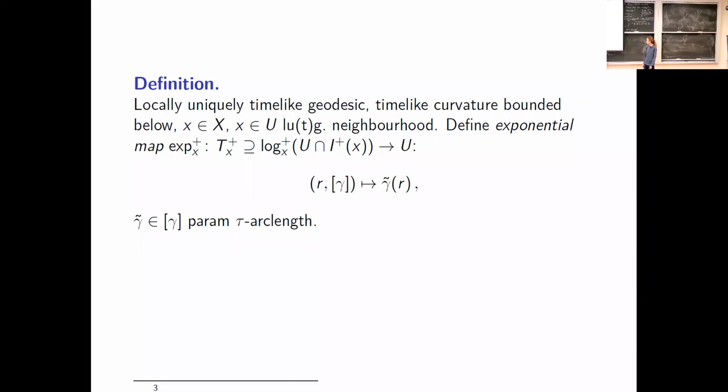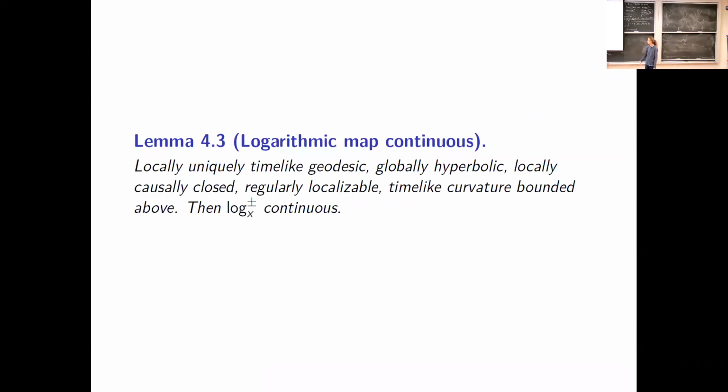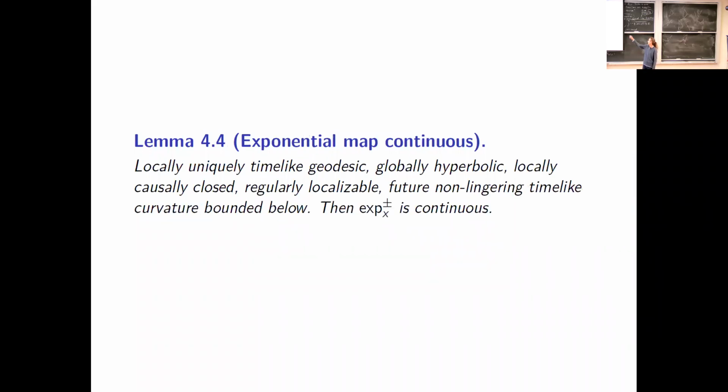For R and an equivalence class of gamma inside the tangent cone, we map this to the geodesic gamma at R, where we parameterize that by tau arc length. That's just the exponential map, and under this setup, it's well defined. Under some conditions, including curvature bound above, the logarithmic map is continuous. The exponential map, under this technical stuff and curvature bound below, we proved it's continuous. Okay, that's it. I still have 2 more minutes.